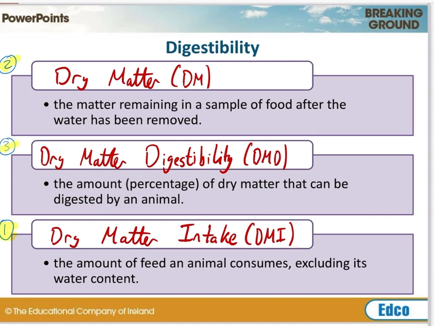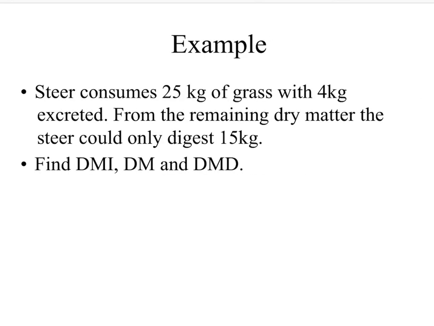And then number three is your dry matter digestibility, or your DMD, and that is the percentage of that dry matter that can be digested by an animal. Okay, so your DMD is a percentage of the dry matter, not the DMI, the dry matter that can be digested by an animal. So here we're going to look at an example.